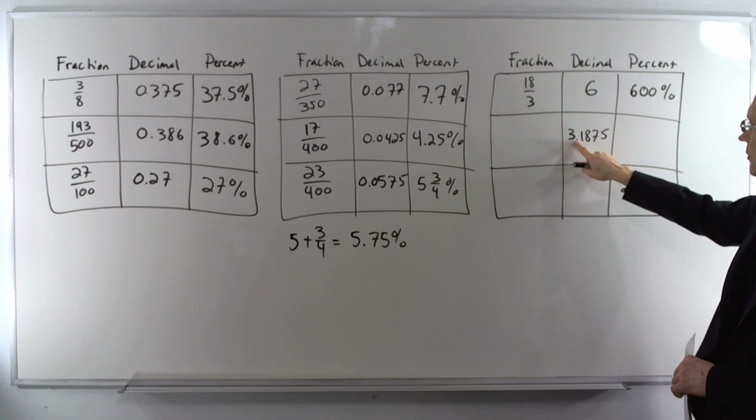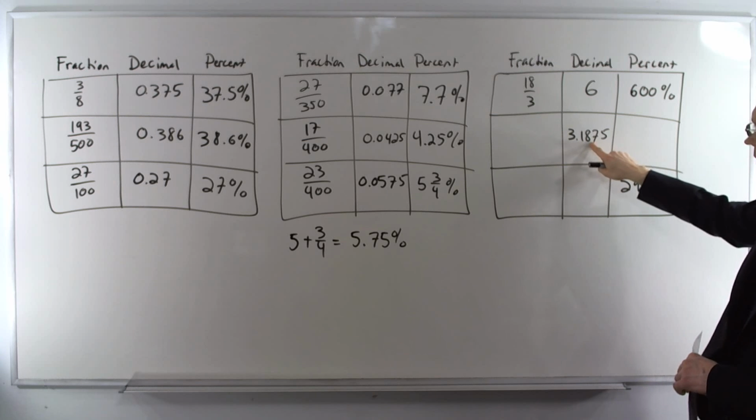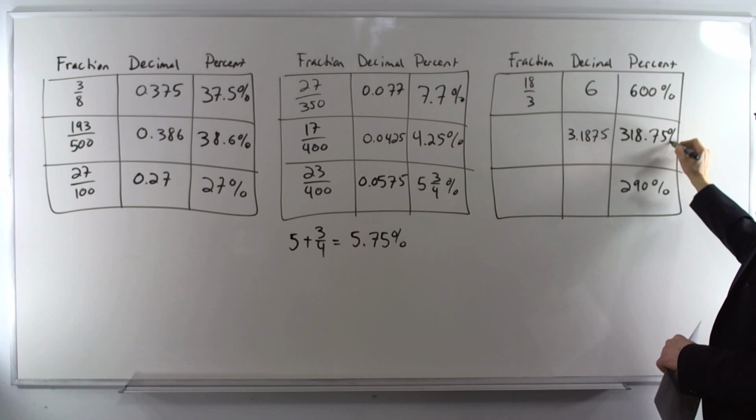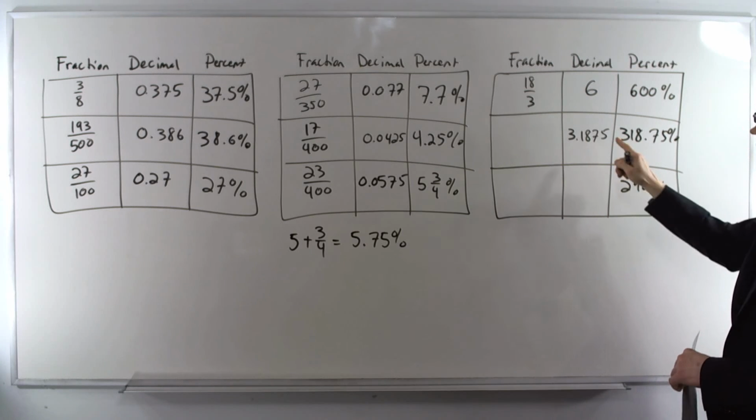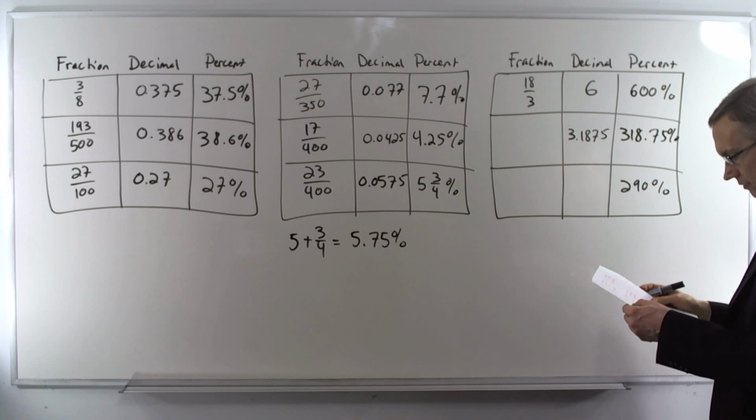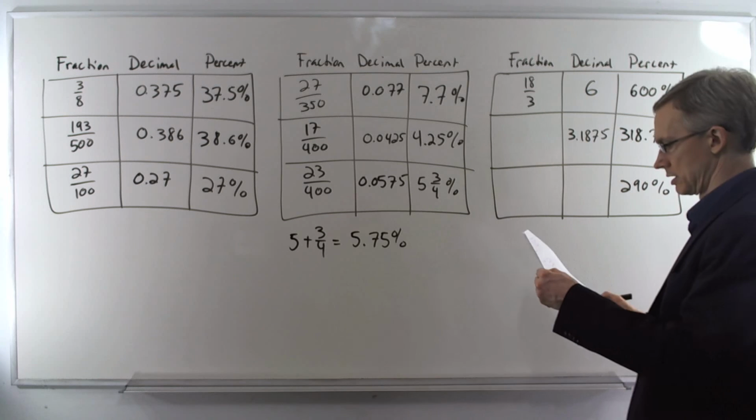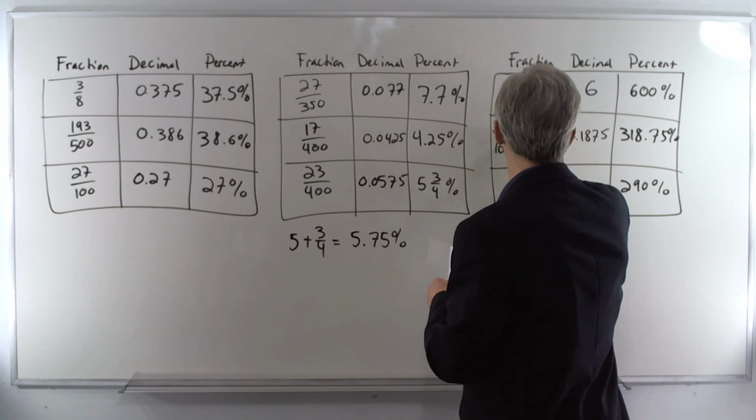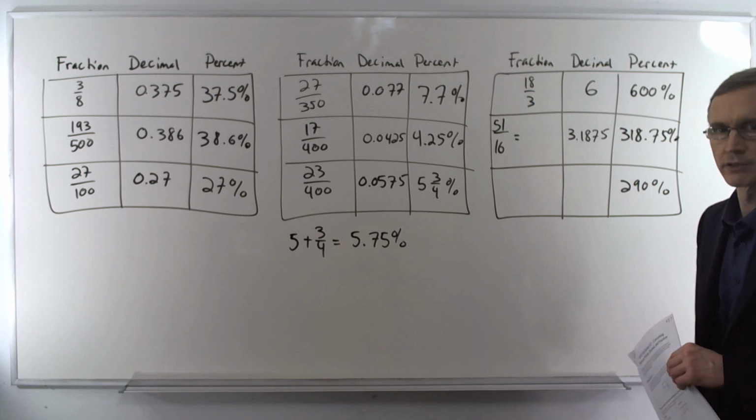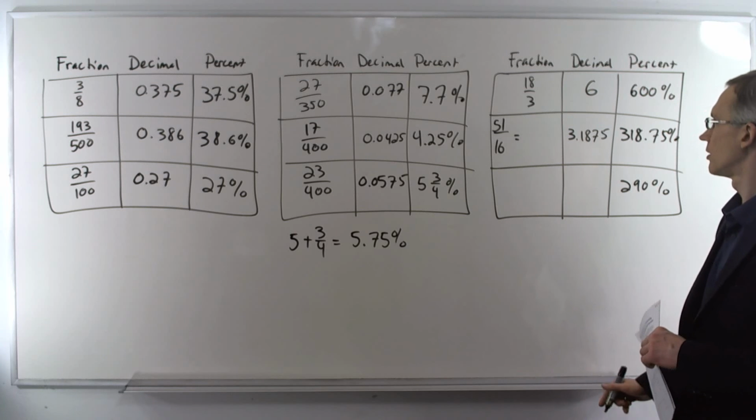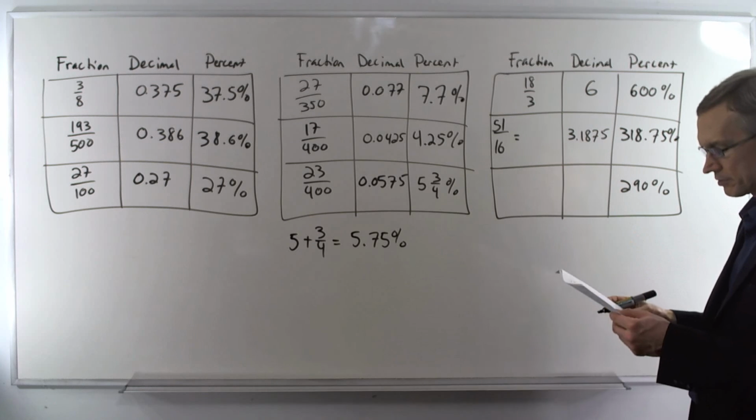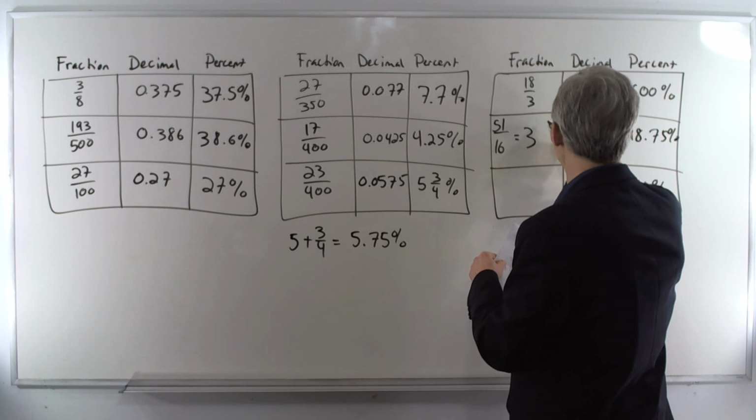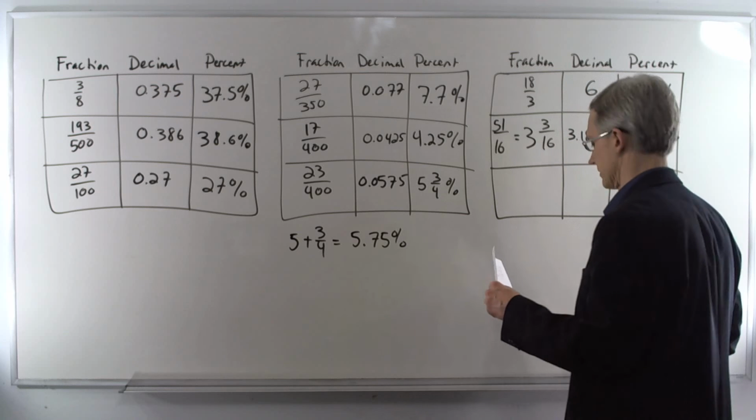Here, we got a number greater than 1, so move it to the right. We're going to get a percent greater than 100%. 318.75%. And then converting that to a fraction, we get 51/16 as an improper fraction. And the instructions say, write all improper fractions also as a mixed number, so convert that to a mixed number. We've got 3 and 3/16.